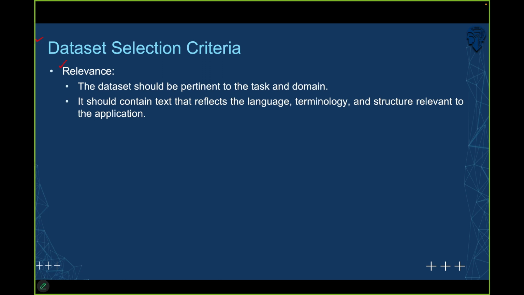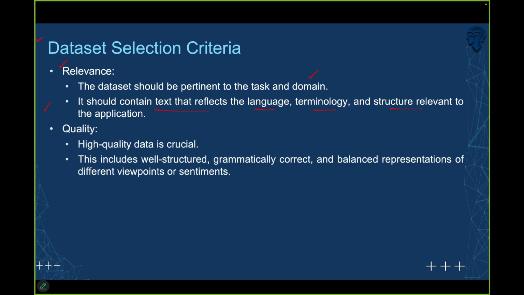And it should be pertinent to the task and the domain you are planning to use your model for. It should contain text that reflects the language, terminology, and structure relevant to the application use of this model. Quality. High quality data is crucial. This includes well-structured, grammatically correct, and balanced representation of different viewpoints and sentiments.